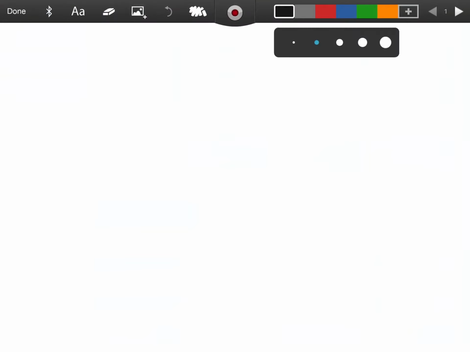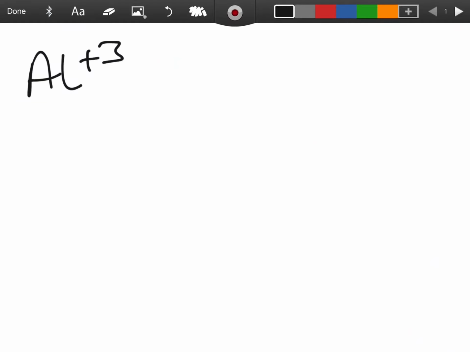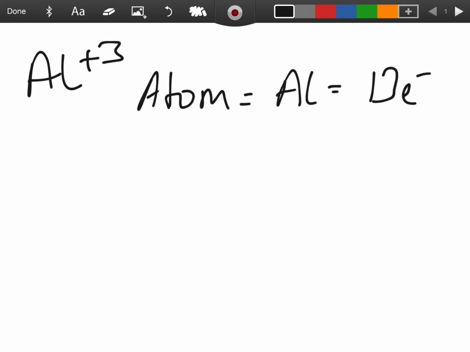Okay, so I just wanted to run through writing configurations of ions, all right? If you were asked to write the electron configuration for the aluminium ion like this, you'd say to yourself, right, aluminium atom, the Al atom has 13 electrons. I know that because on the periodic table, the smaller number, the atomic number, is 13.